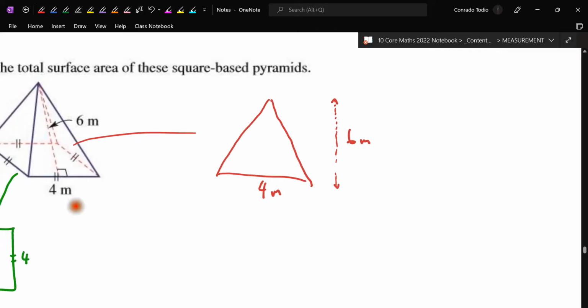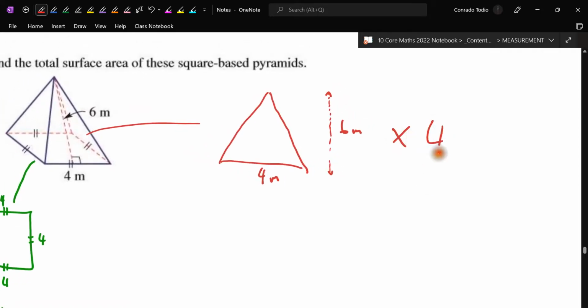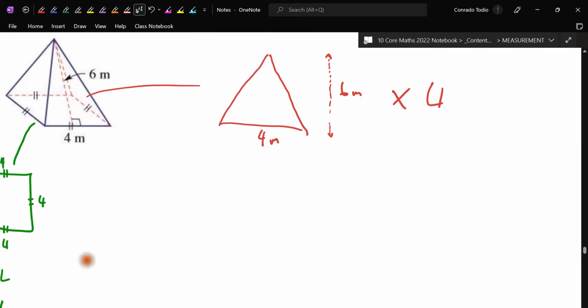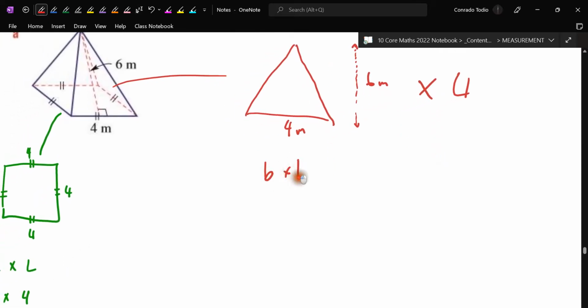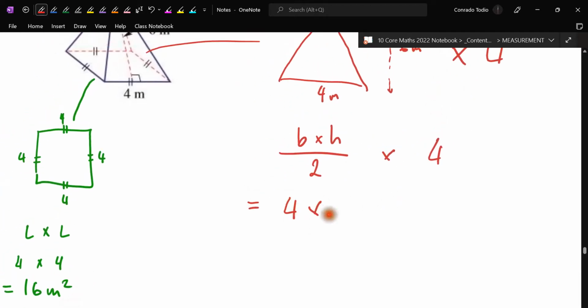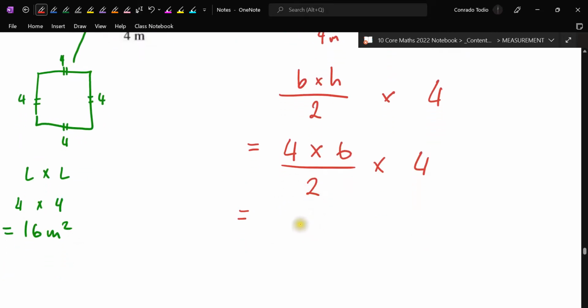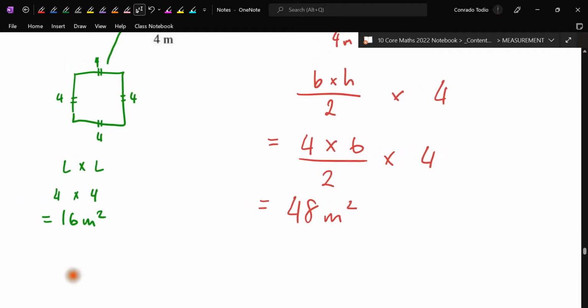Now keep in mind, because they're all the same, how many triangles do we have here? 4. So you're just going to multiply that by 4. So whatever your answer is, multiply by 4. So remember, the area of a triangle is base times height divided by 2. And then times by 4, because there are 4 triangles. So in that case, it's going to be 4 times 6 divided by 2 times 4. So 24 divided by 2 is 12, times 4, that should be 48 meters squared. So there's my two areas.